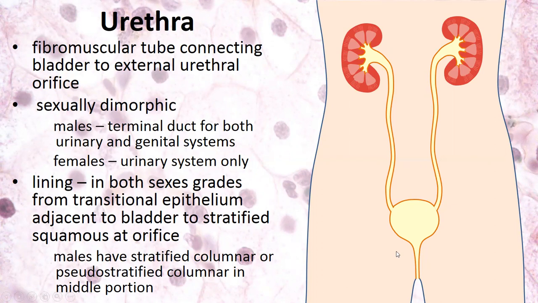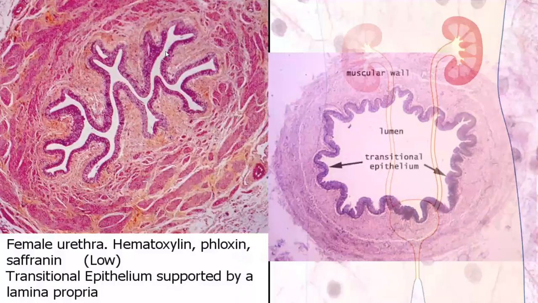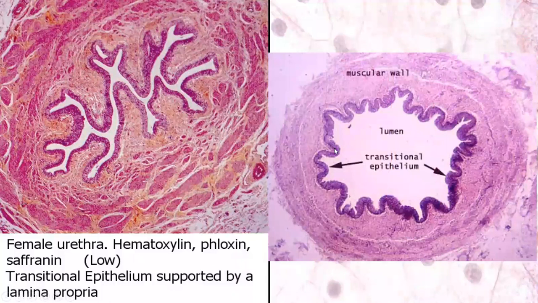In both females and males, it's lined by transitional epithelium, and the same layers of the wall are present there, but transitional epithelium transits into stratified squamous non-keratinized epithelium, which transits into the skin. Here we can see the female urethra. It's transitional epithelium in this region, but it transits into the epithelium of the skin.